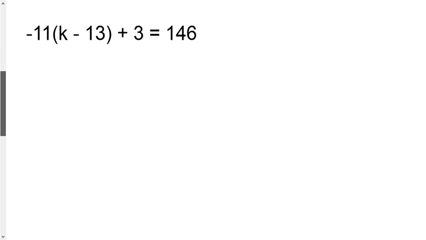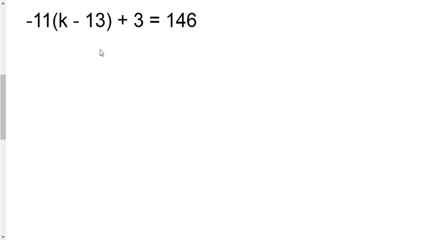For example, what about this type of situation where we have a negative number on the outside? Well, that's fine. And what about if we have no coefficient in front of one of the terms? Well, you can always put a 1 in there. In this case, it'd be a positive 1. So negative 11 times 1k would be negative 11k.